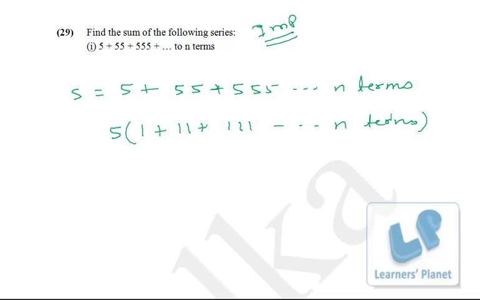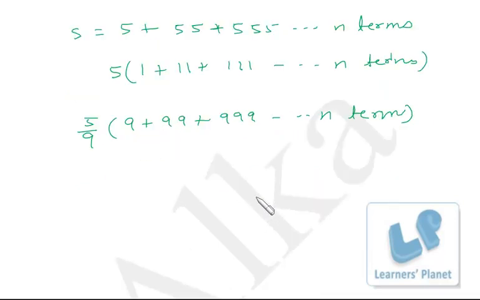Next, we'll multiply and divide the entire sequence by 9. So 5 by 9 times 9 plus 99 plus 999 till n terms. It really doesn't matter which number is here. It may be 7 plus 77 plus 777 and so on. Whatever the number is over here, that has to be taken common. Then this will be the sequence. Then you have to multiply and divide by 9.